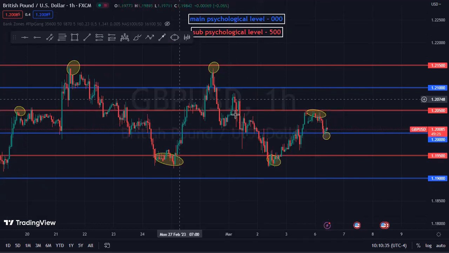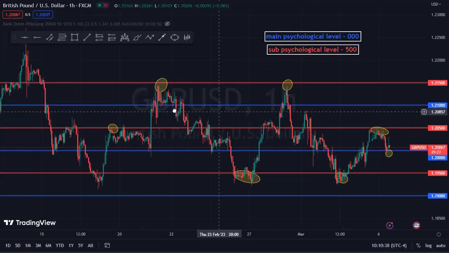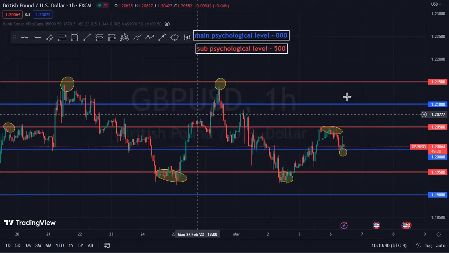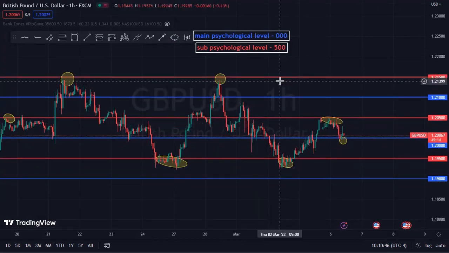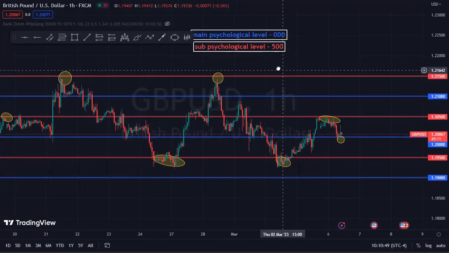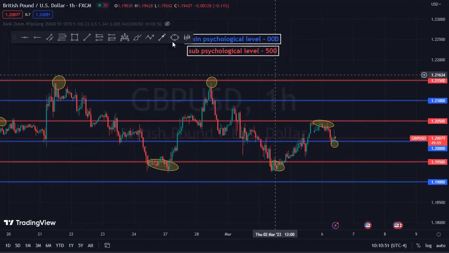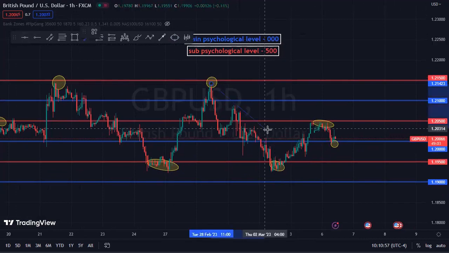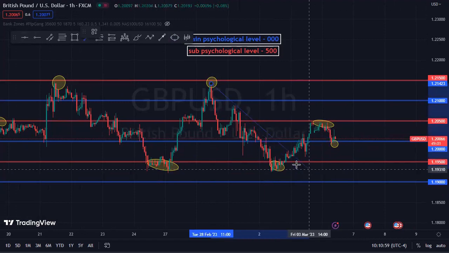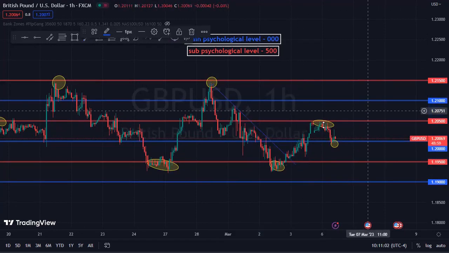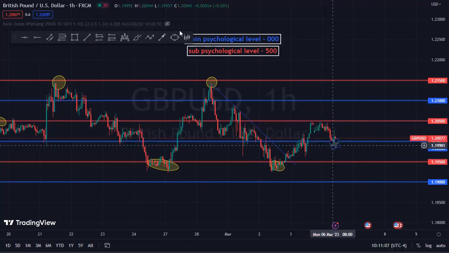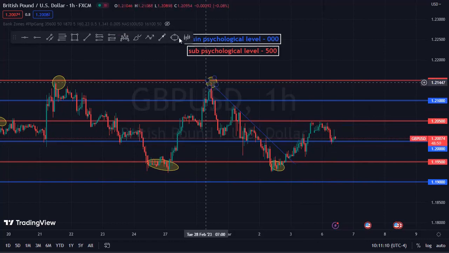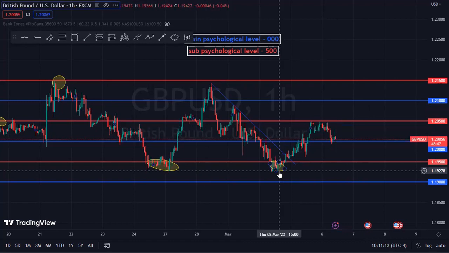With that said, you can start looking for your entries based on other confluences that you see. So for example, what we can see over here is, maybe for someone, you can draw out your trend lines. Here's an example. Let me just remove this for you guys so you see it clearly. I'm just going to show you one example of an entry that you can take using other confluences.